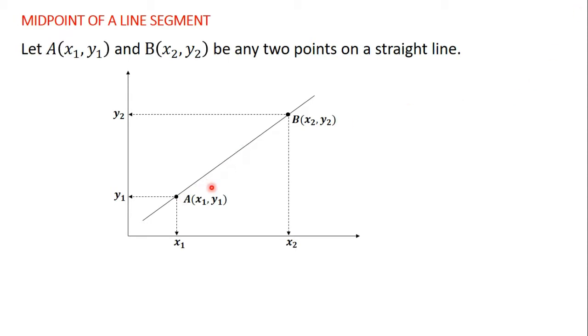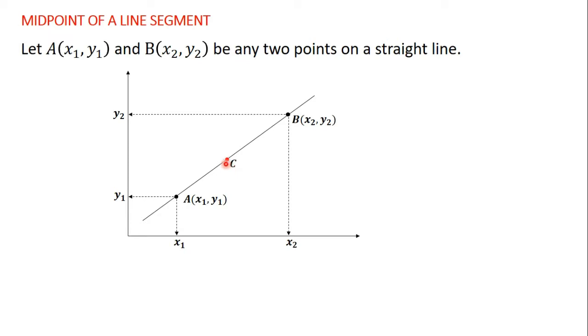Point A and point B are 2 points that fall on this straight line. Point A has the coordinates x1, y1, and point B has the coordinates x2, y2. The midpoint of the line joining point A to point B is the middle of the line AB.